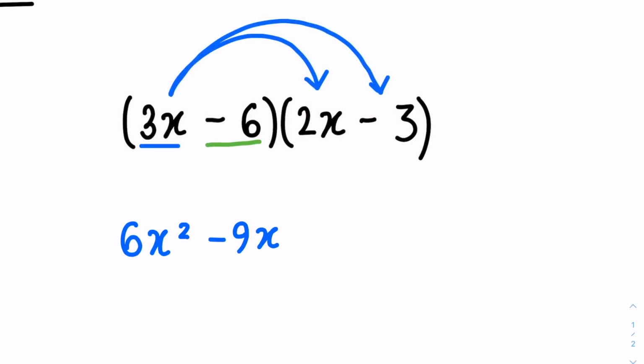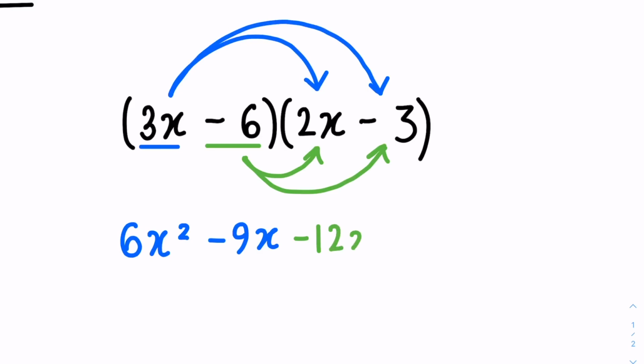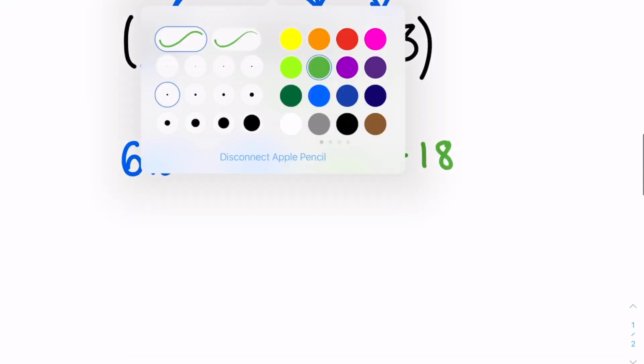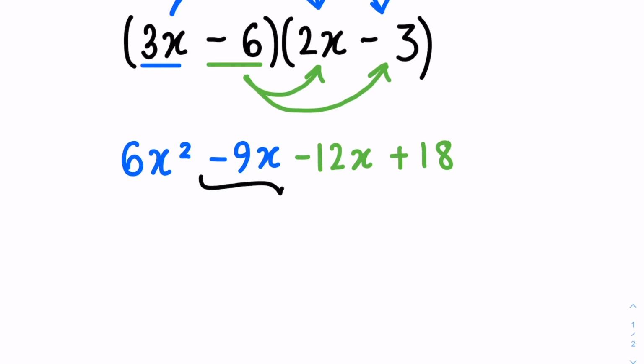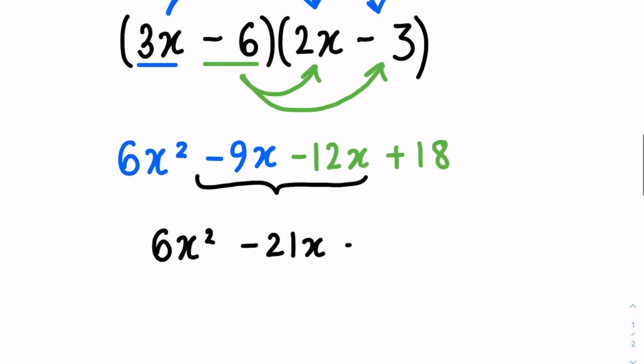Again, with the minus 6, you're going to multiply it by the 2x here and by the minus 3 here. Minus 6 multiplied by 2x gives you minus 12x. Minus 6 multiplied by minus 3 gives you positive 18. Again, we're not done. We can simplify this part of the expression, and we're left with 6x squared, minus 9x minus 12x gives you minus 21x, and then the plus 18. And this is your final answer.